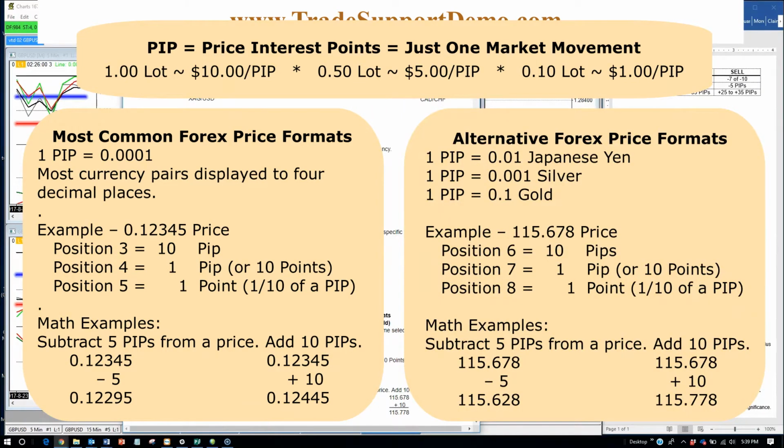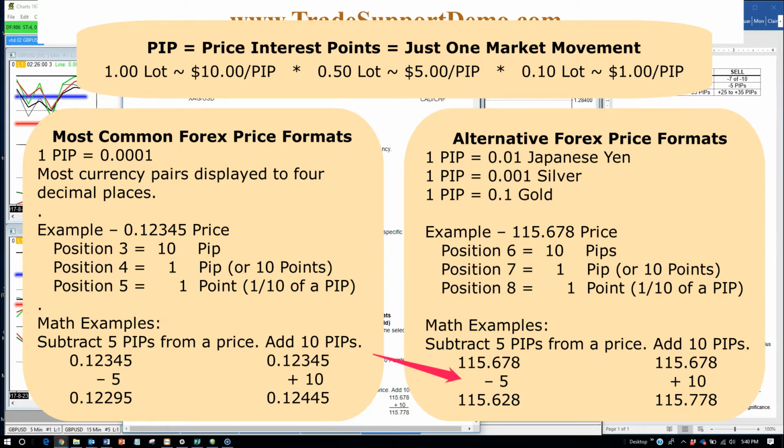But except for the Japanese yen, it has a little bit different representation. You can see there's only 3 digits on the right side of the decimal point, and the pip is at the center one, or the one represented here by the 7. Okay, if you added 10 pips, you can see you'd line the 1 up with the 6, the 0 with the 7, and you'd result in 0.778. If you subtracted 5 pips, you'd line that up with the 7, for instance, and you just subtract that, so you'd end up with 0.628.